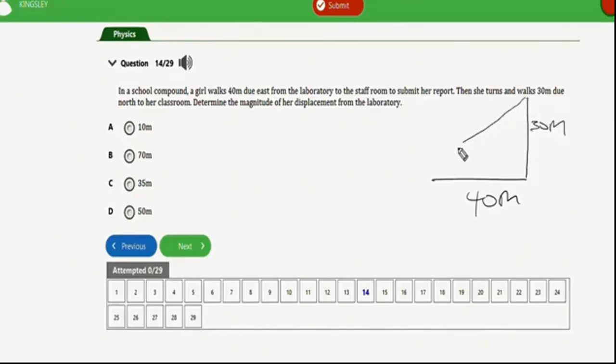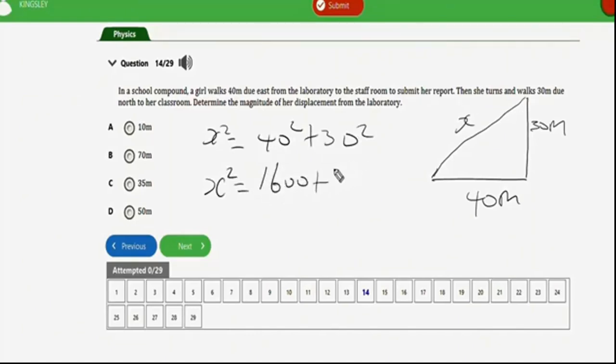So we are going to have this displacement. We are looking for the value x, the magnitude of our displacement. So when you apply Pythagoras rule, you're going to have x squared equals 40 squared plus 30 squared. So x squared equals 40 squared, which is 1600, plus 30 squared, which is 900.